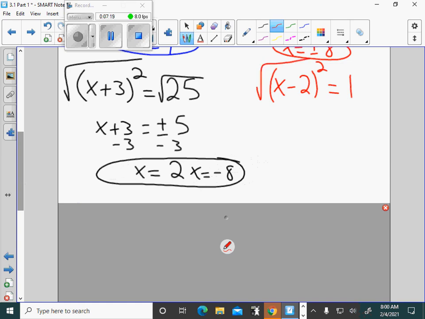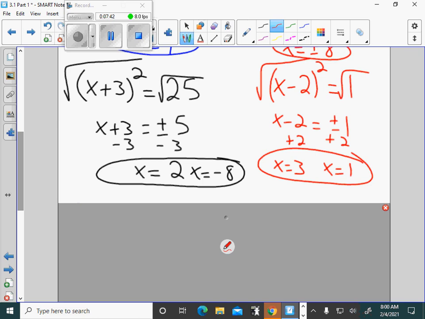Okay, this one, we're going to take the square root. We're left with x minus 2 is equal to positive or negative 1. The square root of 1 is just 1, positive or negative. And we're going to add 2. So positive 1 plus 2 is equal to 3. Negative 1 plus 2 is equal to 1.